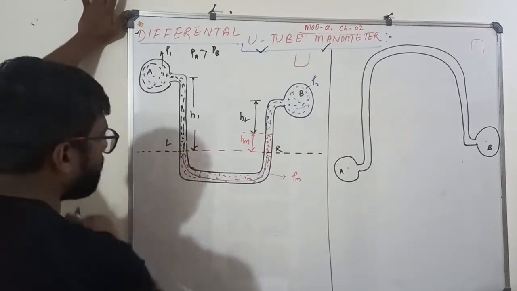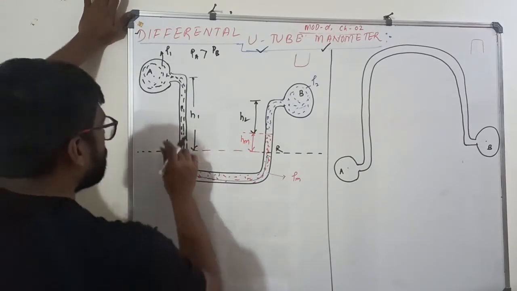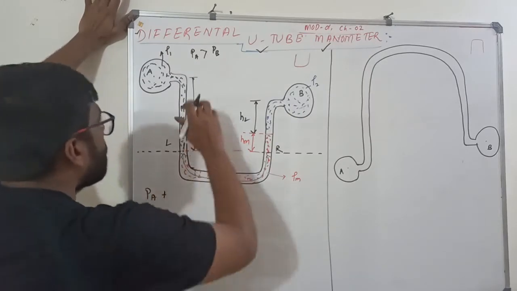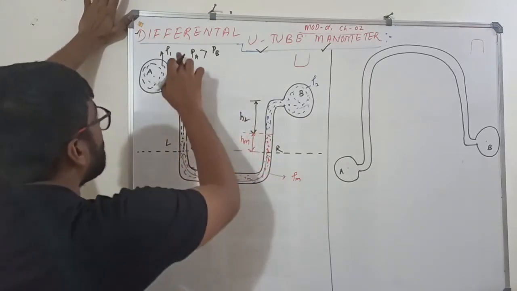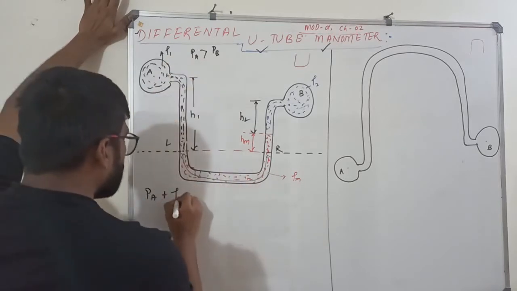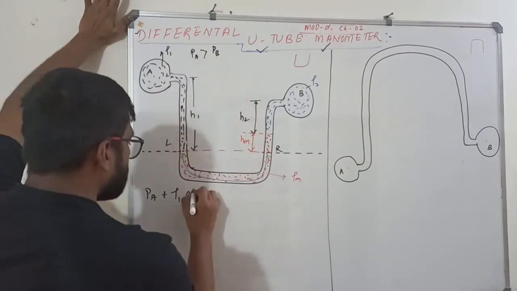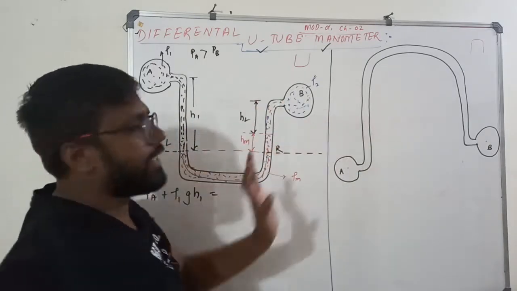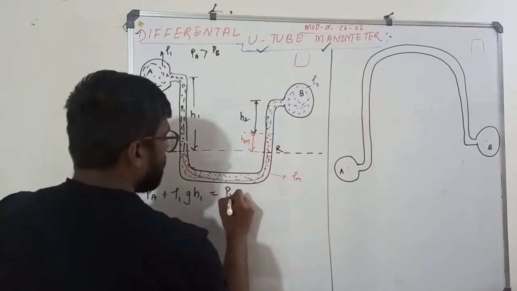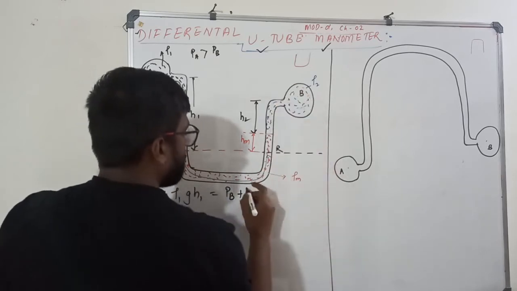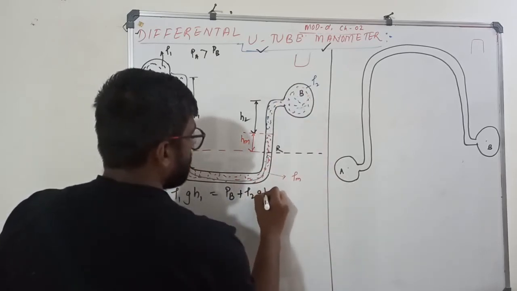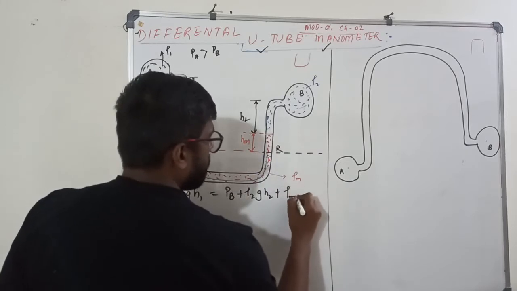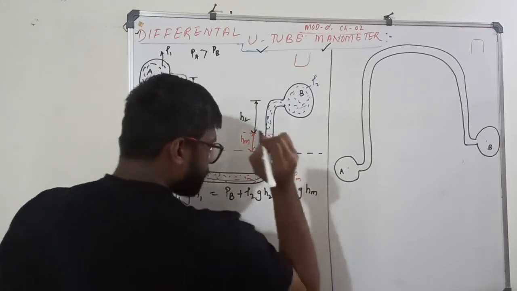So the pressure on the left limb at L is nothing but PA plus the pressure because of this height, Rho1 G H1. The pressure on the left hand limb equals the pressure on the right hand limb. On the right hand limb, what I got: PB plus this height, that is Rho2 G H2, plus the manometric height, Rho m G Hm.